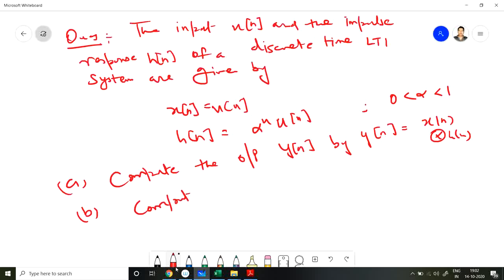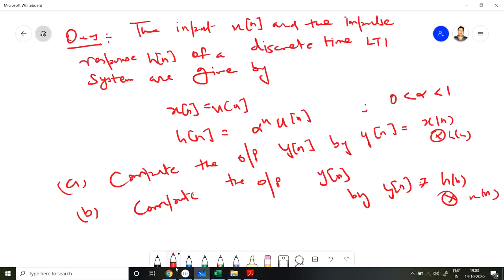Compute the output y[n] by the relation y[n] is equal to h[n] convolution with x[n]. So we can use both relations. We can use y[n] is equal to x[n] convolution with h[n], and we can find out the output. And also we can use this relation y[n] is equal to h[n] convolution with x[n], and we can find out the value of output y[n]. And for both relations, the value of y[n] we are getting should be the same.